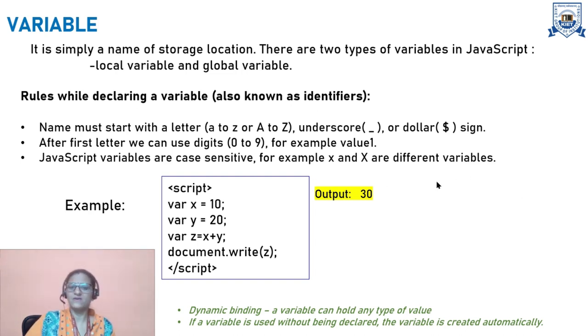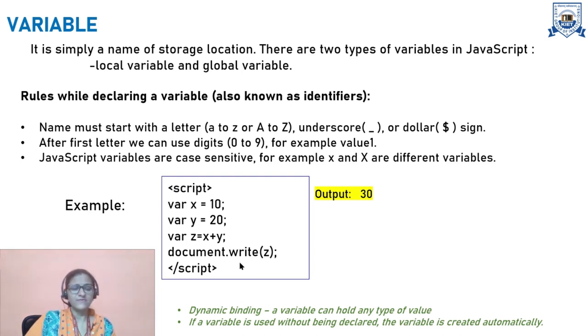For example, first of all, we have written this string and then it is followed by this number. JavaScript variable names are case sensitive. So in this case, the small x and the capital X are different variables. So how to use the variable in a program?